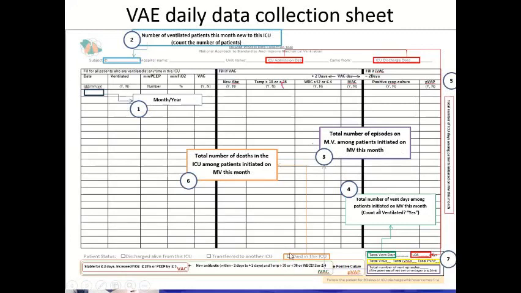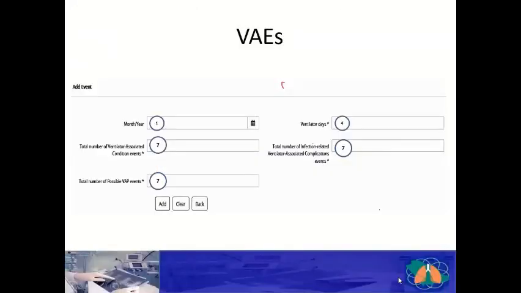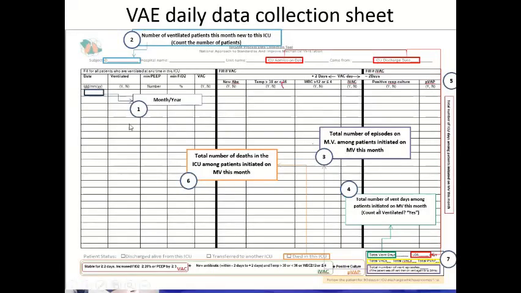And the total number of deaths in the ICU among patients initiated on mechanical ventilator this month, we'll be looking at the outcome boxes down here. So if he was labeled as dead, this will be yes and will be counted as 1. The last thing will be the total number of vent episodes, which can be taken from here. So month, year, which is the first thing, labeled as 1 here, is this one, okay?